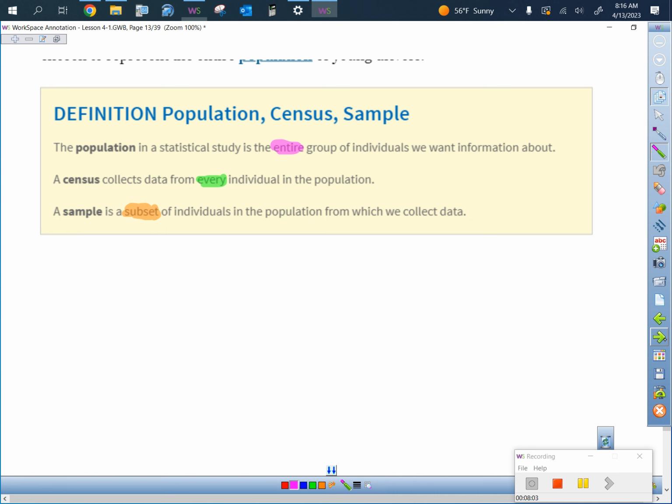Where you have population up top in the definition boxes, it says it's a statistical study that is the entire. Please write the word entire into that blank up there on population. A population is the entire group of individuals we want information about. It's like, who's the whole group you want info about? A census, if you go straight down, collects data from every individual in the population, so you just fill in that blank with every. And a sample is a subset of individuals in that population.